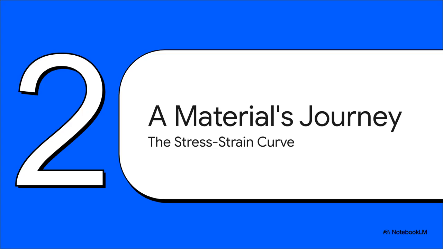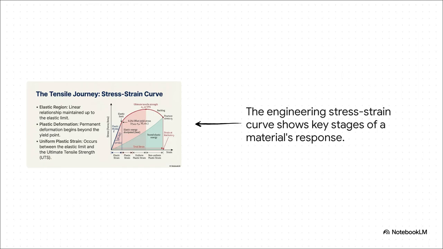So what happens when we take these two concepts and put them together? Well, we get a graph, and this graph tells the entire life story of a material as it's being pulled apart in what we call a tensile test. It's like a biography, but it's written in force and deformation. Okay, as this story starts to unfold on the curve, the first thing you see is this perfectly straight line. This is called the elastic region.